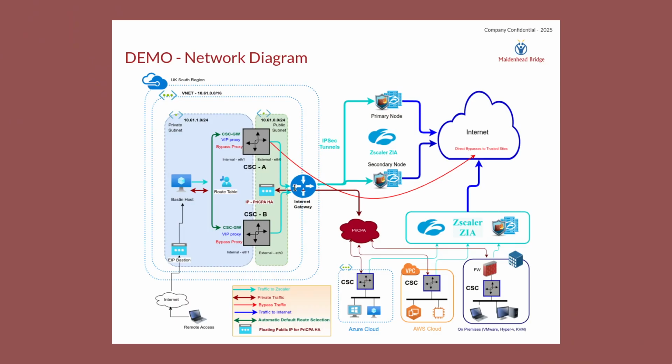And this is the demonstration we are going to do. We are going to start from scratch in a region, and we're going to create a VNET with two subnets and the routes that the connector needs. After, we are going to deploy a Bastion host, and at the end we're going to deploy the connector, the CSC, Cloud Security Connectors A and B, in high availability.